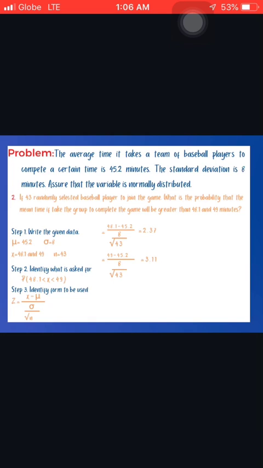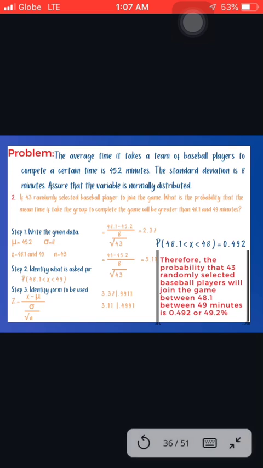Bakit nga ba ganito? Ginawa natin is pinaghiwalay natin sila. So, 49 minus 45.2 over 8 over the square root of 43 is equal to 3.11. So, paano nga natin makukuha yung x between 48.1 and 49? Ang gagawin natin, pag-minus-in muna natin itong dalawang to, yung 2.37 at 3.11.